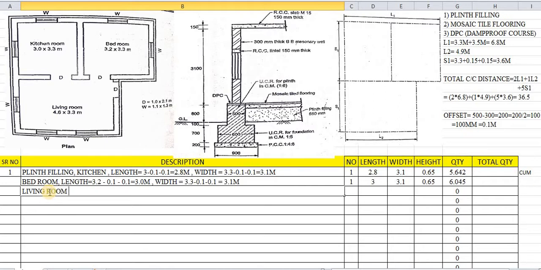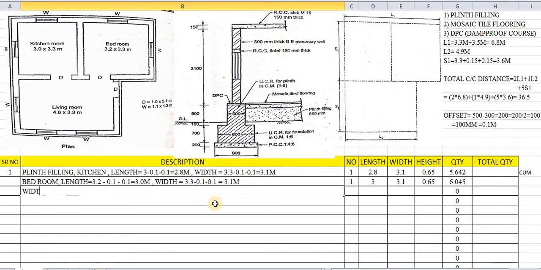Living room. Again we have to find out the length. What is the length of the living room in this case? 4.6. So 4.6 minus 0.1 for the first side minus 0.1 for the other side. So that means 0.2 we deducted from 4.6. After deduction it has been 4.4 meters. So 4.4 meters is nothing but the length of this living room. Okay, so 4.6 minus 0.2 is nothing but 4.4.